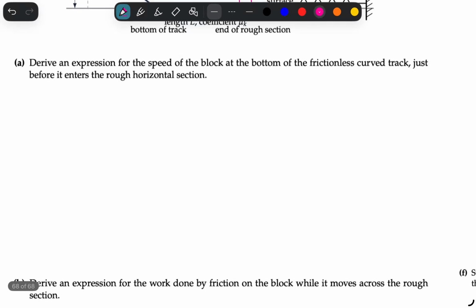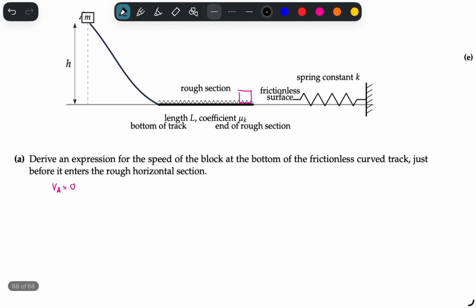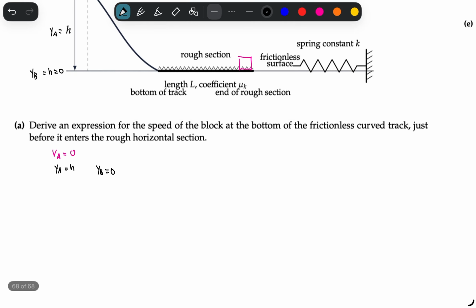We can start off with the fact that our block is going to start from rest, so VA is equal to 0. Our initial height is going to be YA, and that is equal to our height h. At the bottom, we're going to set our height equal to 0, so YB is equal to 0. Additionally, because the track in this section is frictionless, we have mu k is 0. So in this section, the mechanical energy is conserved.